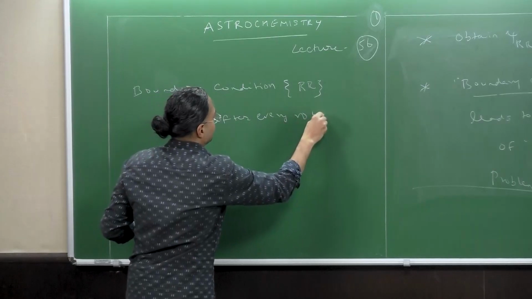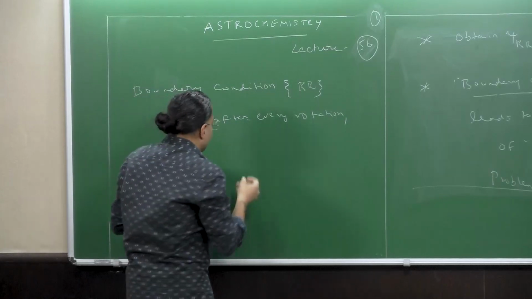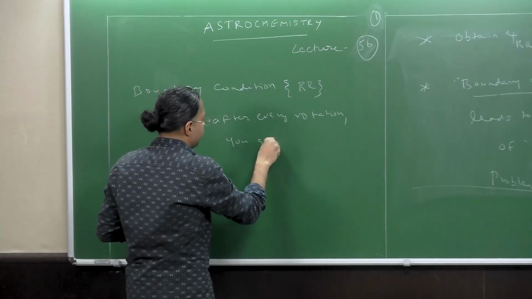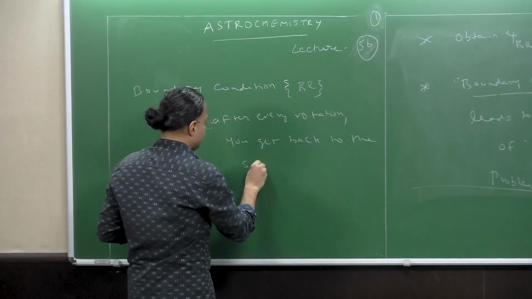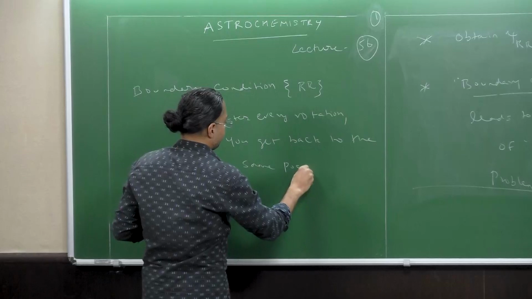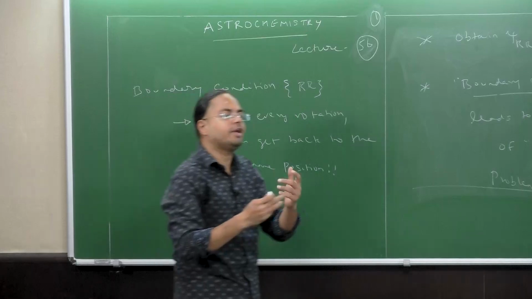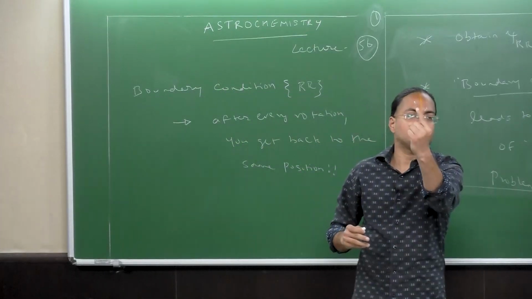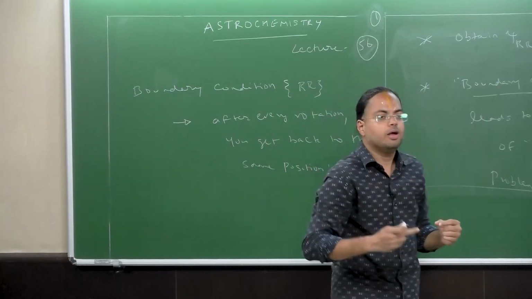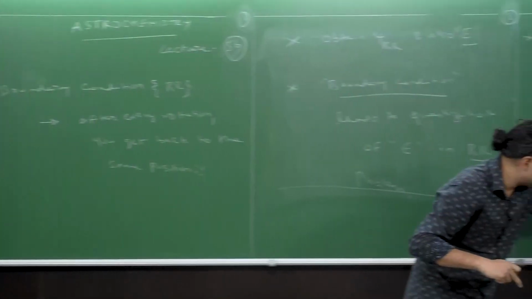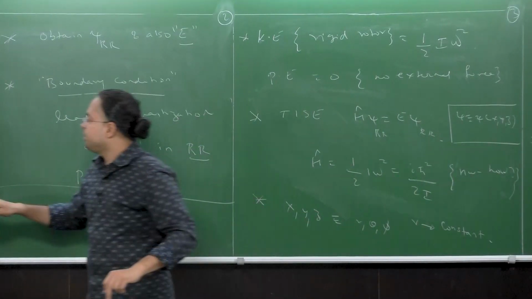after every rotation, you get back to the same position. Do you understand what I'm saying? Because that is the essence of rotation. Let's say you start rotating from any one point, and after you rotate, you get back to the same point, the same point as defined by r, theta, phi. So that is going to be the boundary condition.